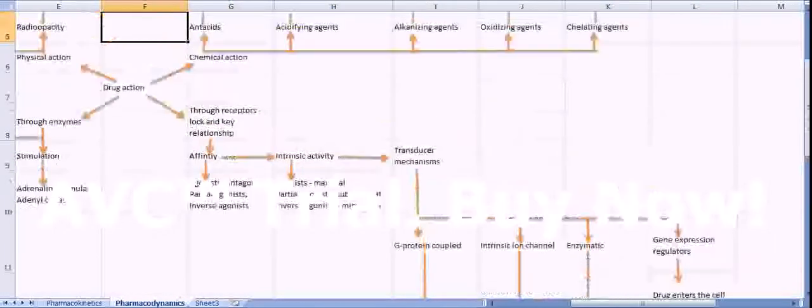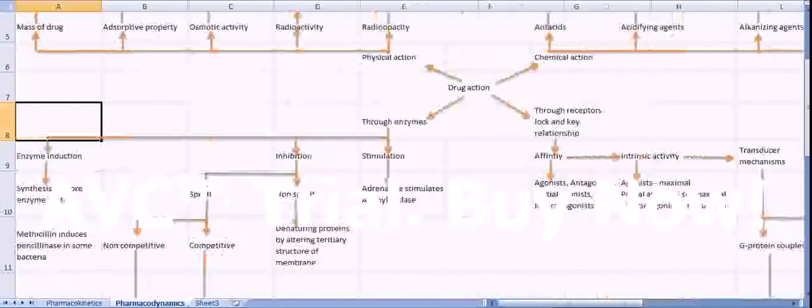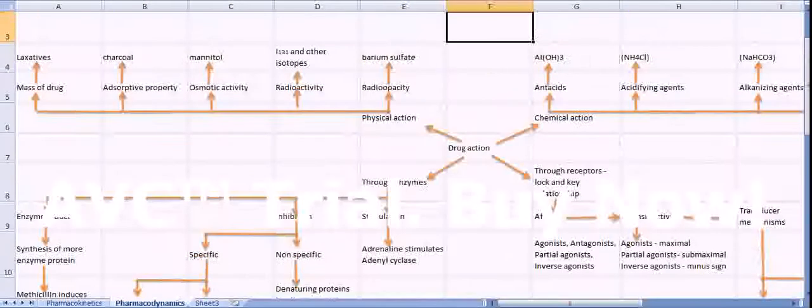So drug mainly acts through these four types of action: physical action, chemical action, drug action through enzymes, and drug action through receptors. So I think this might give an overview of the pharmacodynamics of the drug. In pharmacology, there are two groups, pharmacokinetics and pharmacodynamics of the drug.